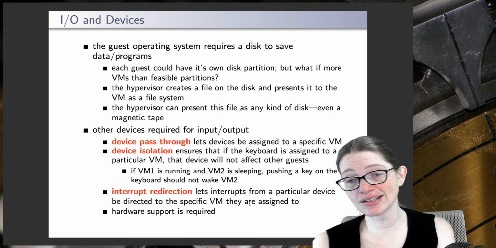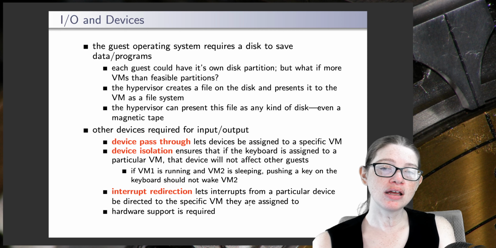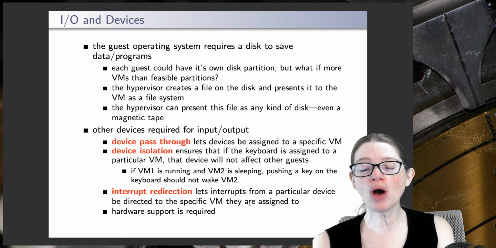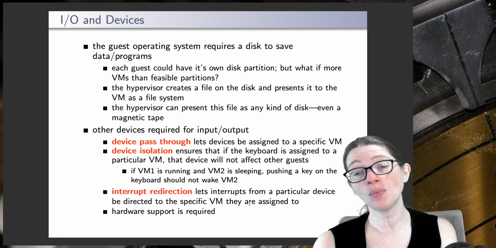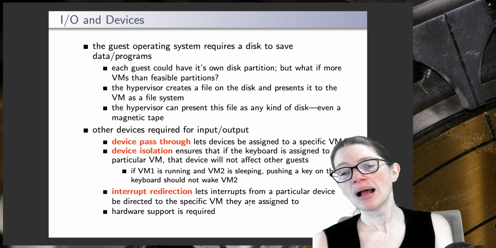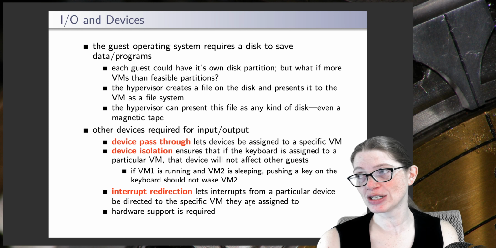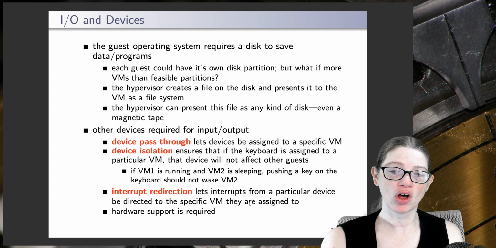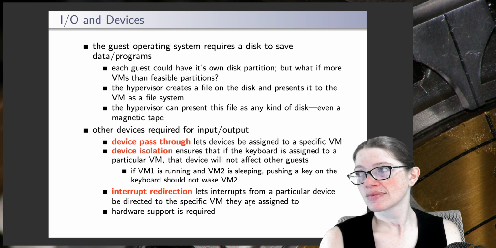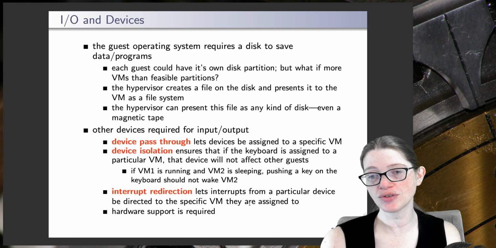How then do we handle I/O and devices? If you are a guest operating system and you want to write to a file, or write to disk, or read from disk, this is fairly straightforward. In a Type 2 hypervisor, you would be making system calls. That's all. Your Type 2 hypervisor would just translate those to system calls for the host operating system.